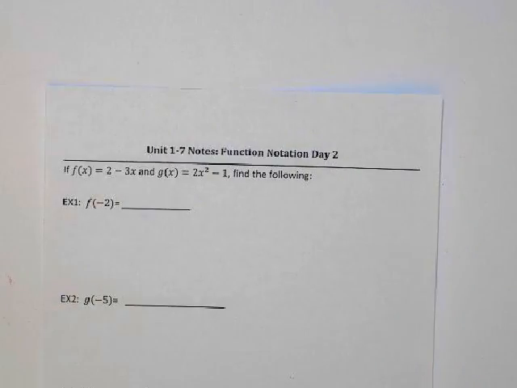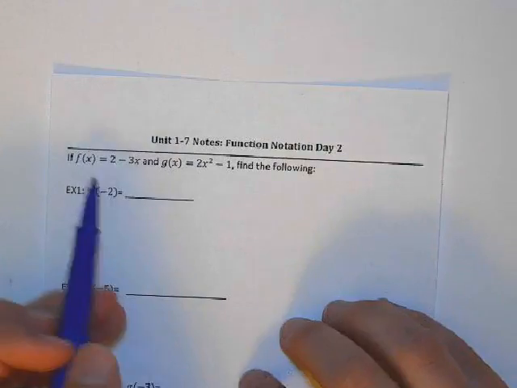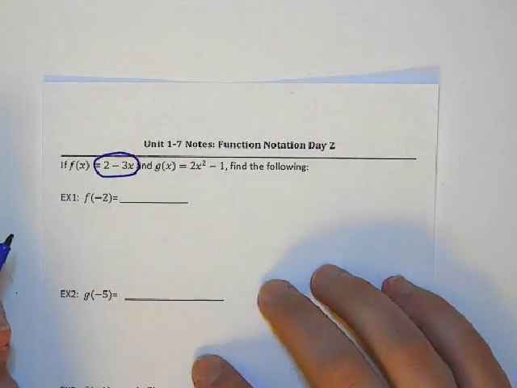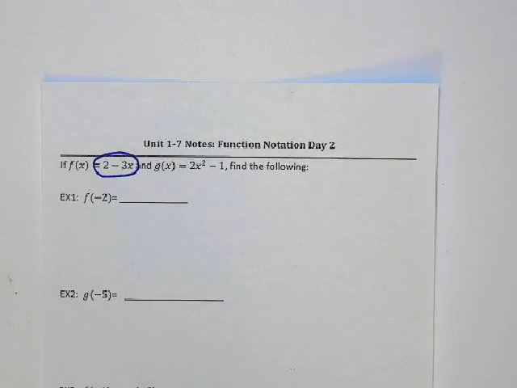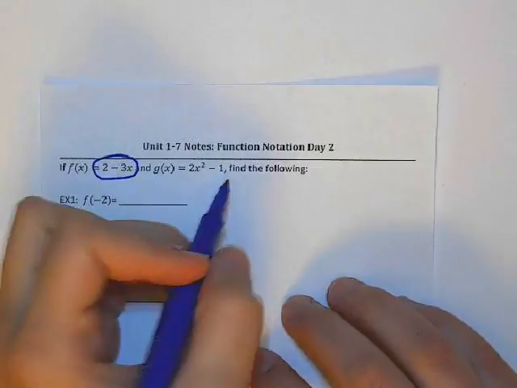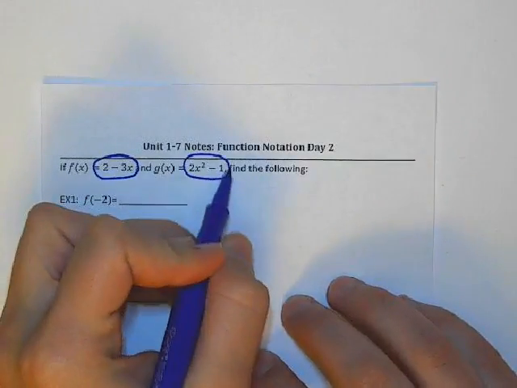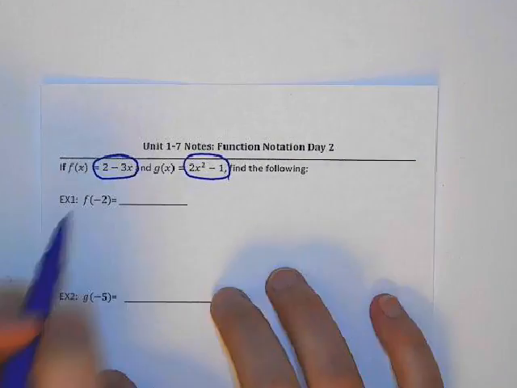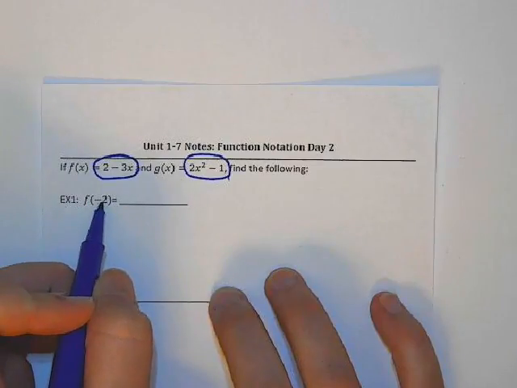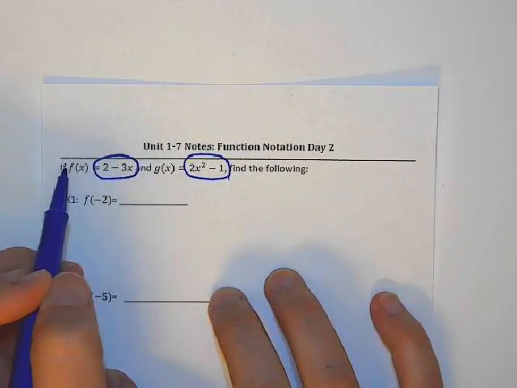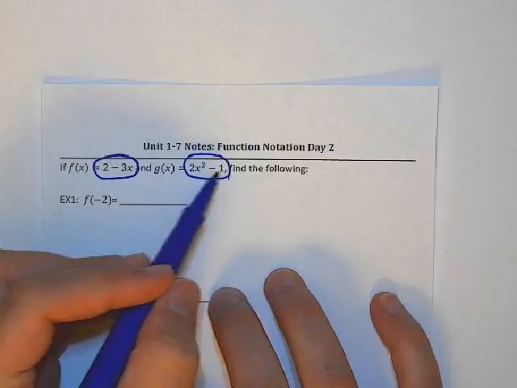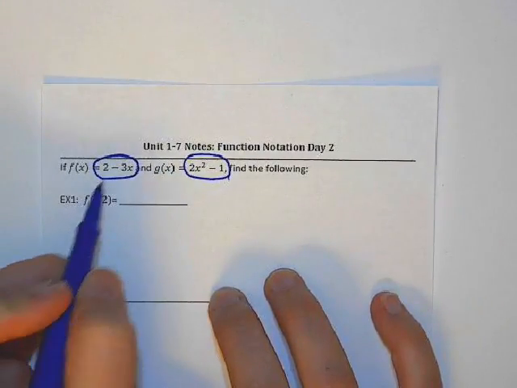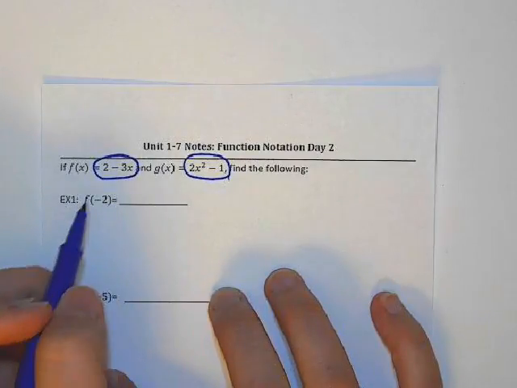Okay, so then we've got two equations here. So we've got one football game here. Circle that. And then I've got another game here. So, example 1 is saying f of negative 2. Well, I've got a football game that's talking about f, and I've got a football game that's talking about g. Does everybody see that? We're going to be looking at the equation, the game, that's talking about f.